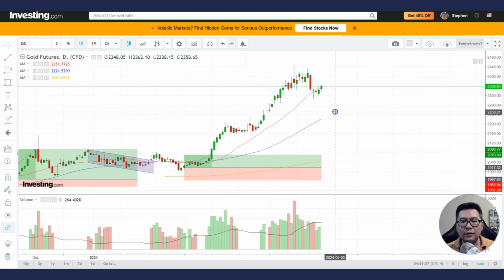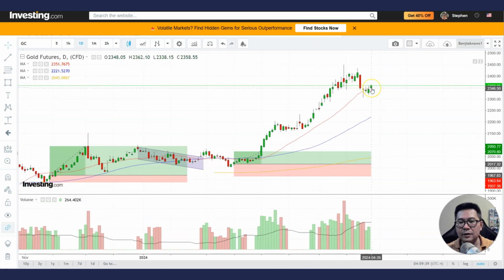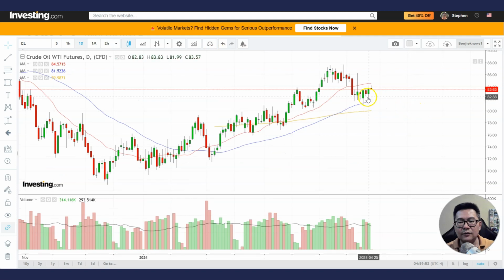Gold has not broken below the daily 20 MA, so there's a possibility that it might move up. But if it forms a double top, then we might see a decline below here and even move lower. Crude oil, very briefly, is still trying to find support at the 50 MA. If it continues to trade sideways and find support from this 50 MA, then it might continue the upward move.